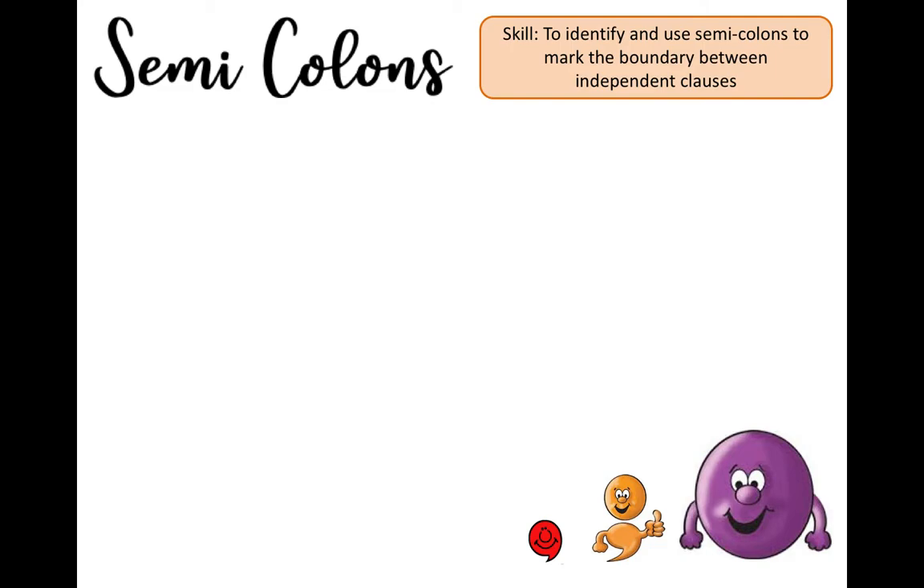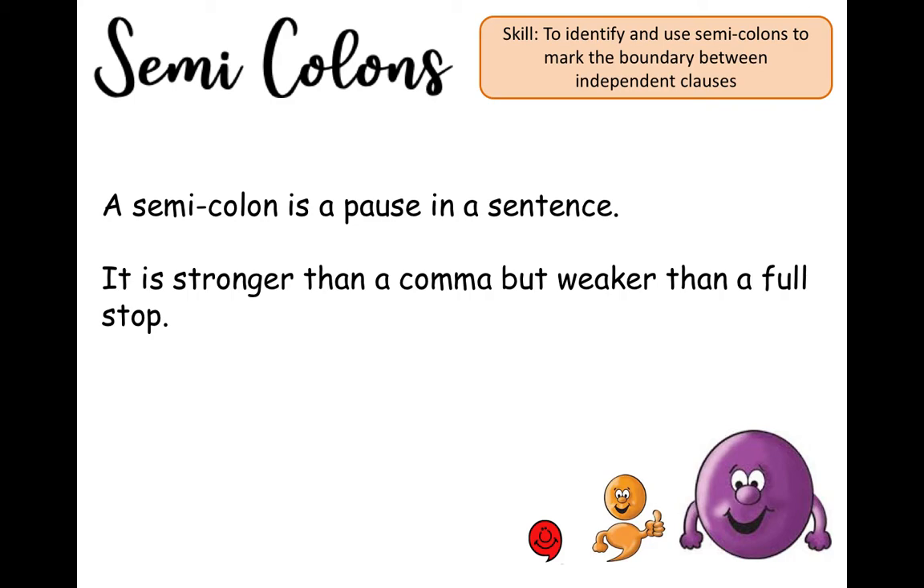So first of all, what is a semicolon? A semicolon is a pause in a sentence and it is stronger than a comma but weaker than a full stop. If you have a look at the characters in the bottom right hand screen, the semicolon is the one in the middle and it looks like a comma with a full stop on the top of it. So it's stronger than a comma but weaker than a full stop.